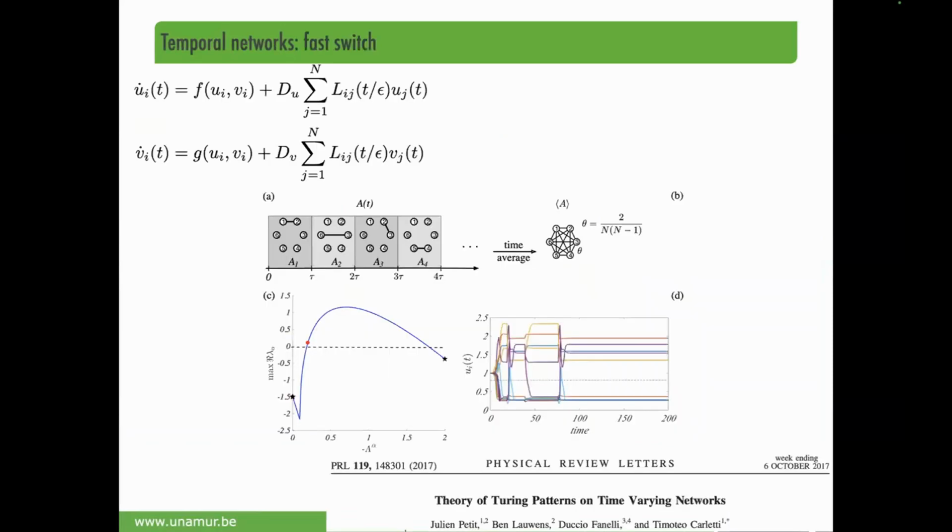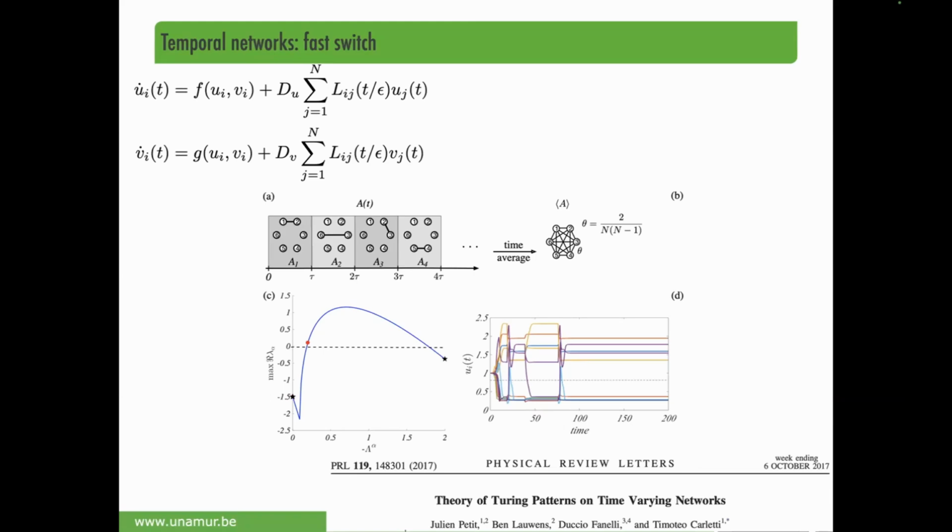Here, one can do two different approaches. One approach where you say, okay, the network switches very fast with respect to the dynamics on the network. In this case, it's a very simple example where you have 6 nodes, and at each time step, you only have 2 nodes that are connected, and then you iterate this in time. Of course, on each network, you can never have a Turing pattern because the nodes that are disconnected cannot interact, so they cannot exchange anything among them.